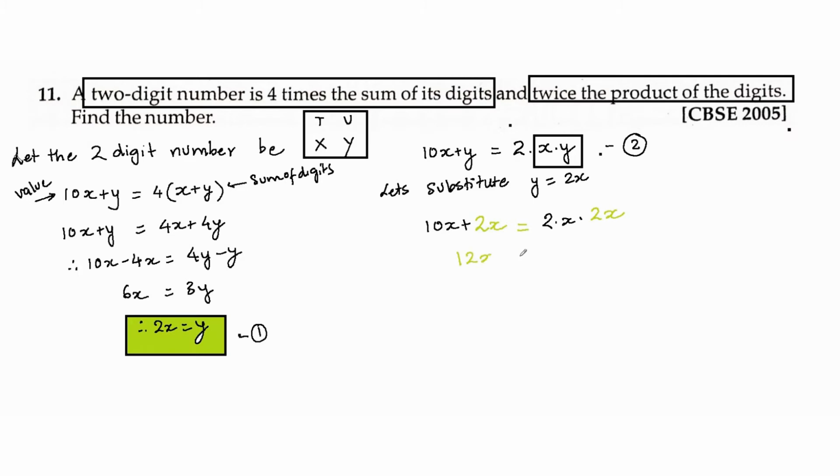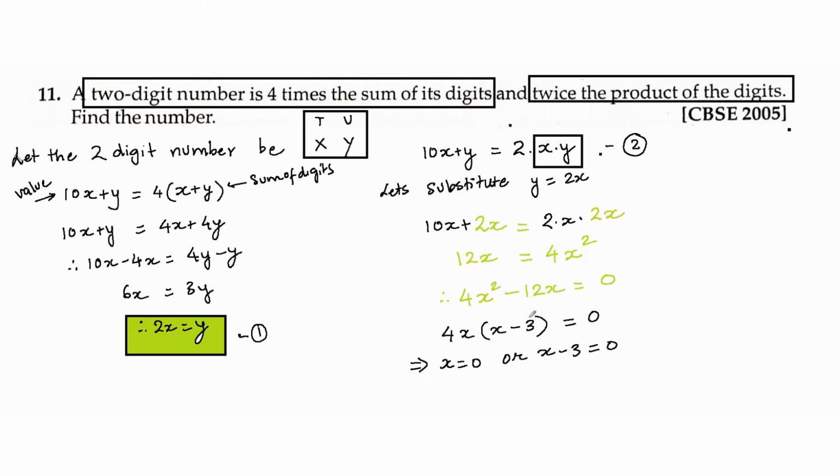Therefore, I get 12x is equal to 2x into 2x, which is 4x square, and therefore the equation is 4x square minus 12x is equal to 0. I can now factorize this. This is going to be 4x multiplied by x minus 3 equals 0, which implies either x is 0 or x minus 3 is 0.